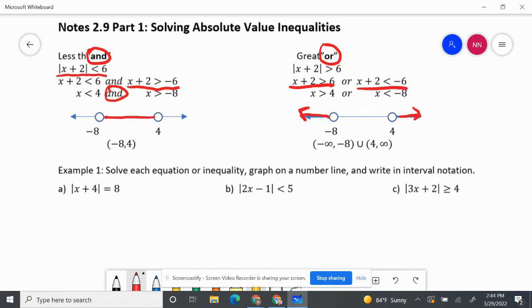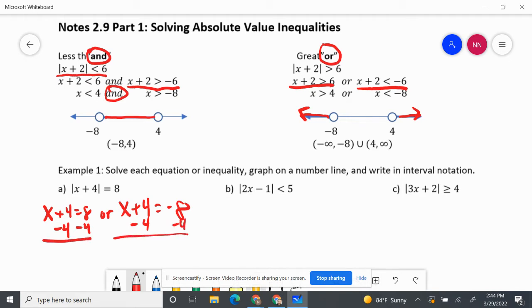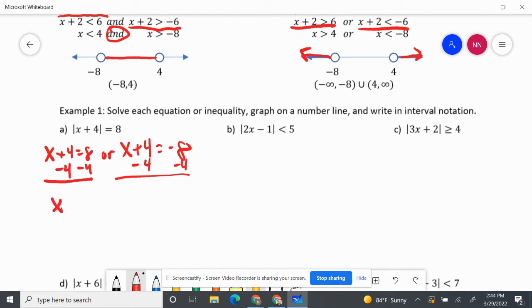So for example 1, what we're going to do is just a quick review. Notice that this isn't an inequality. This is an equal sign. So this is what we did a little while ago. We still have the two equations, one where it's x plus 4 equals 8. The other one is x plus 4 equals -8. We're going to subtract the 4 on both of them. And we get two different answers. We get x is equal to 4, or we have, if that cancels, we get -12. Those are our two answers.